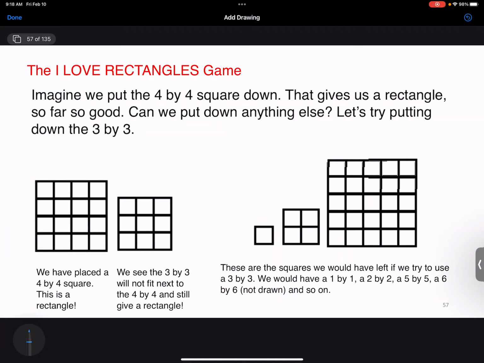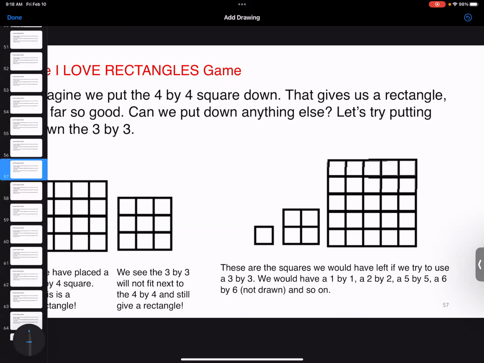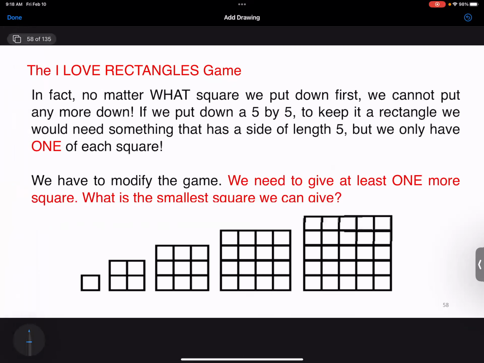So let's modify the game so that there's a chance to do something interesting. I am no longer going to have $100 on the table though. You all agree that with what I give you, the game is boring. You can only put down one tile before the game ends. I have to give you at least one more tile. What is the cheapest thing I can give you?